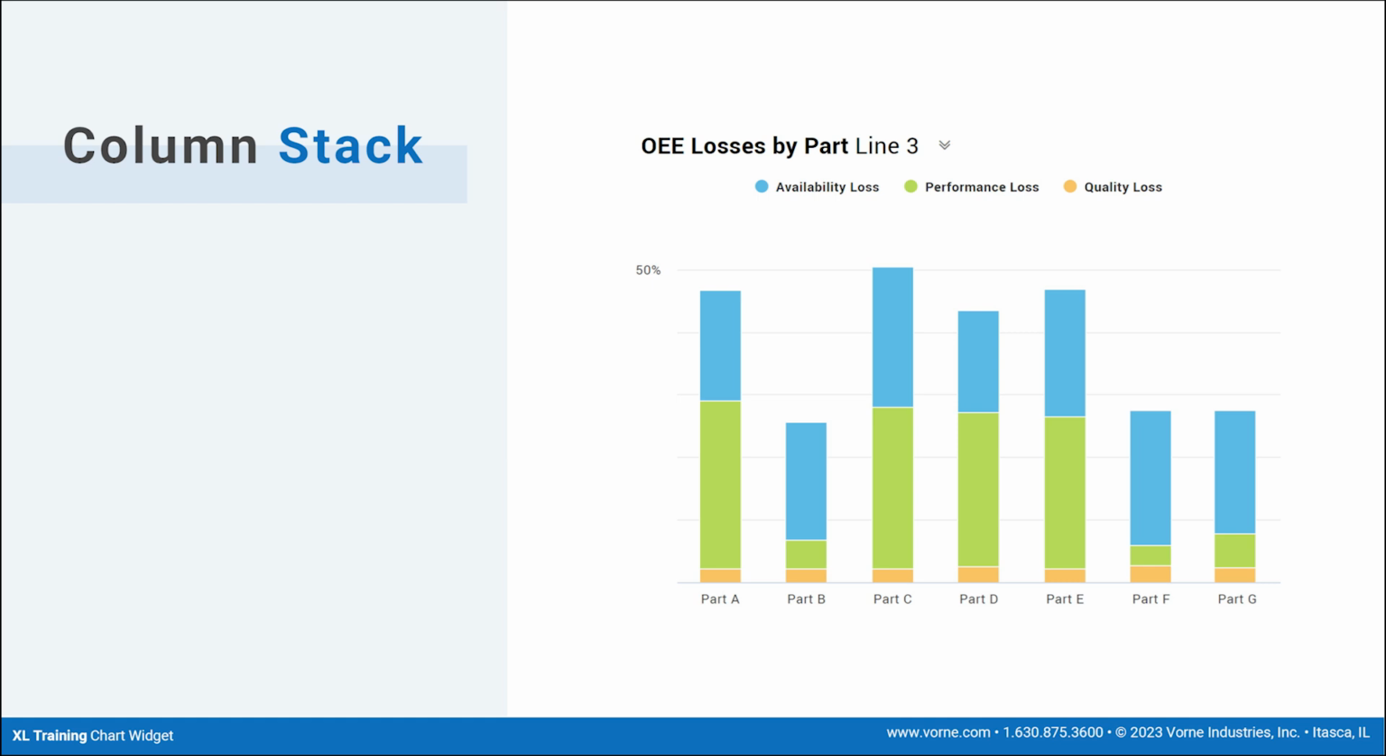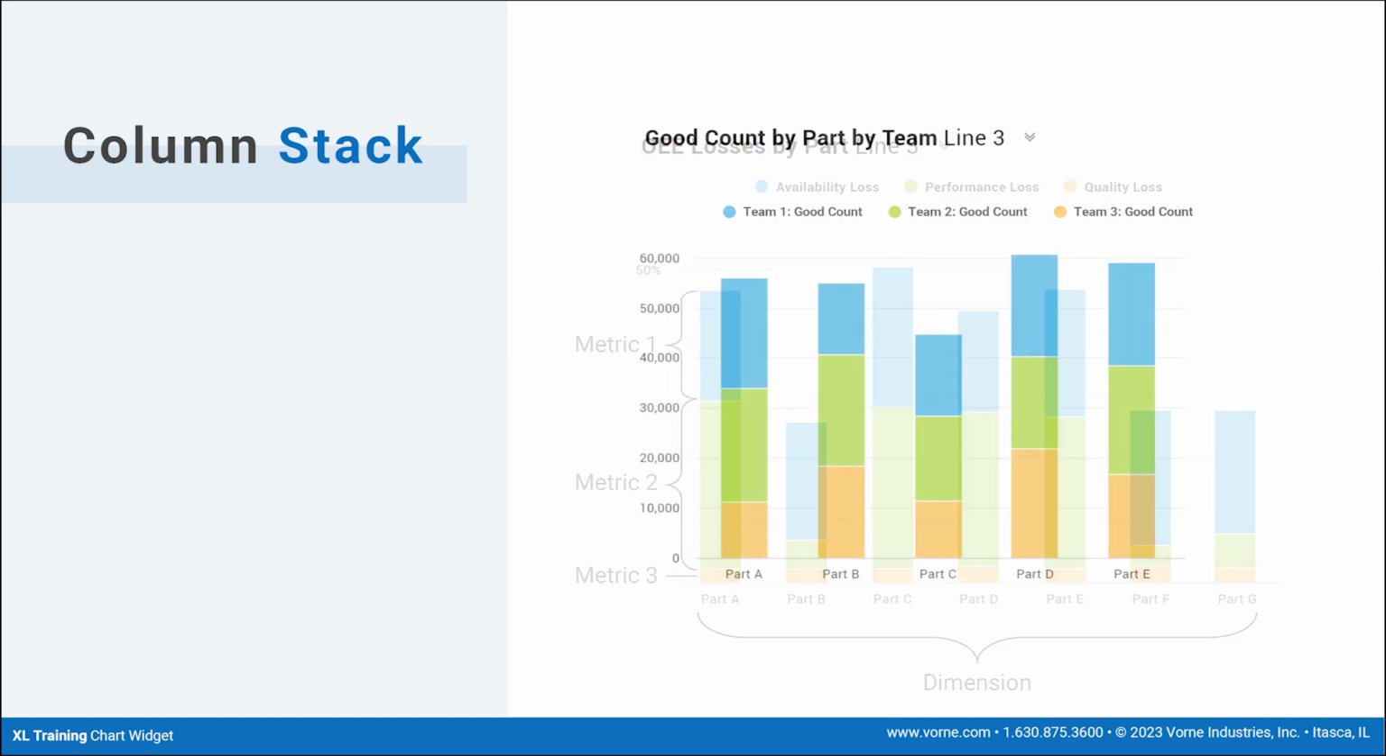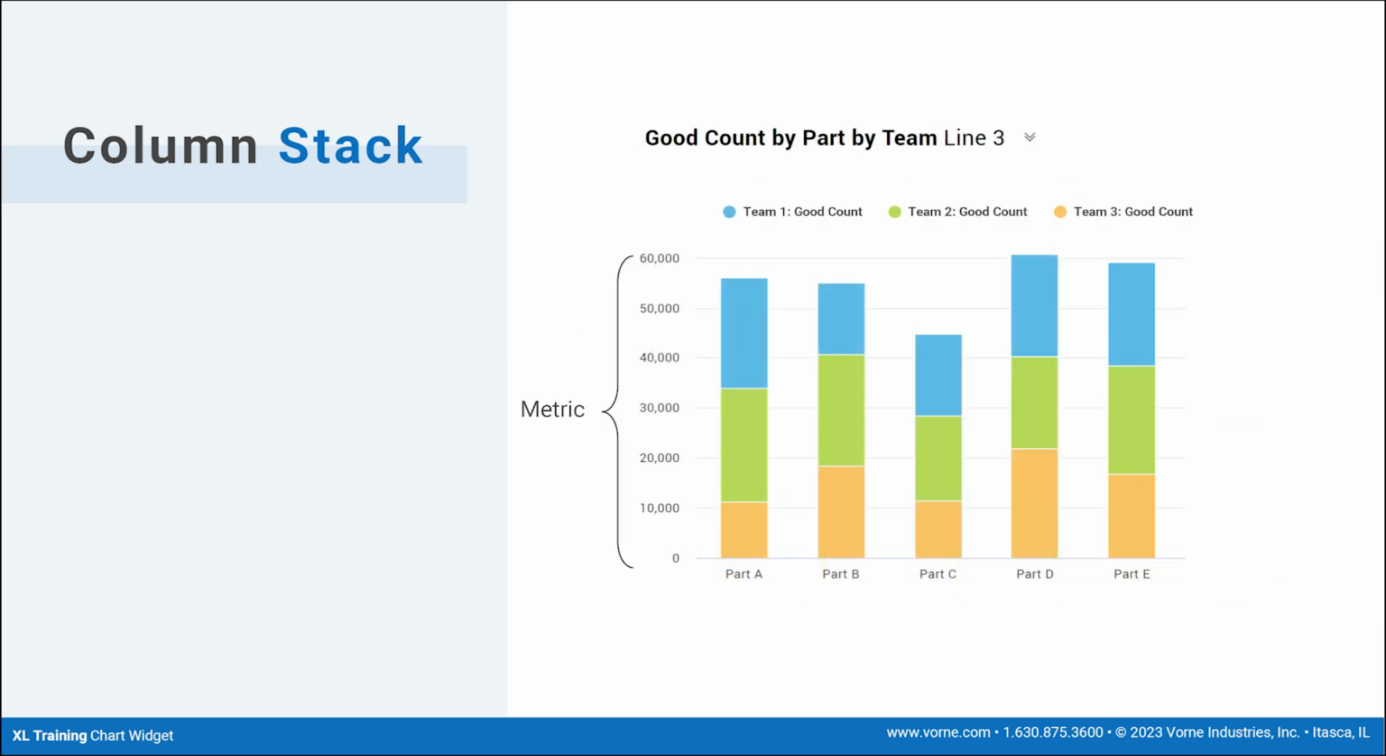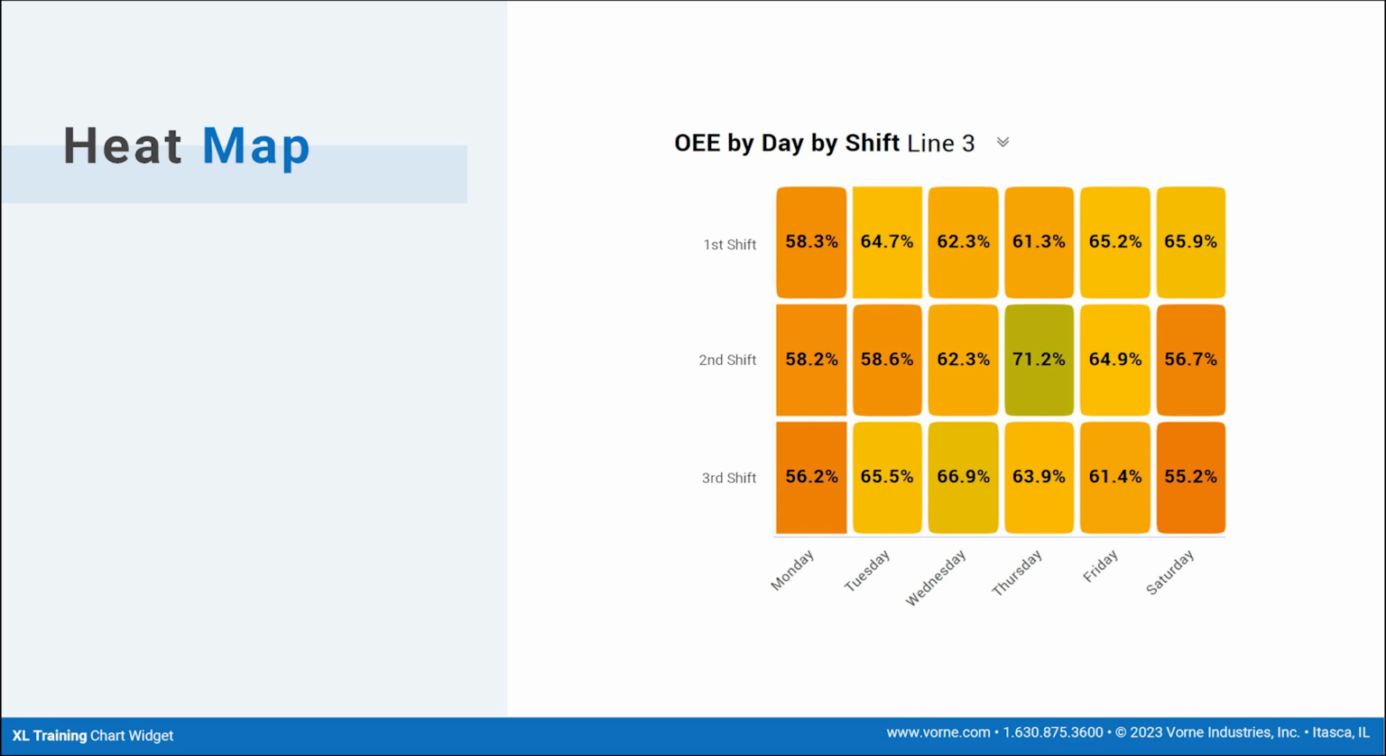Column stack charts are ideal for showing how multiple related metrics contribute to a whole across a dimension, or how a single metric varies across 2 dimensions. Heat map charts are best for visualizing how a single metric changes across 1 or 2 dimensions.